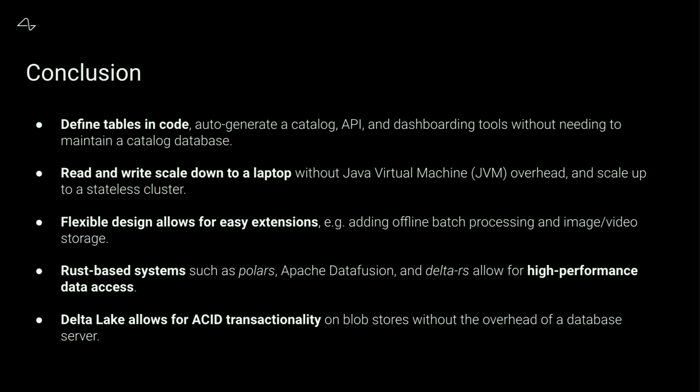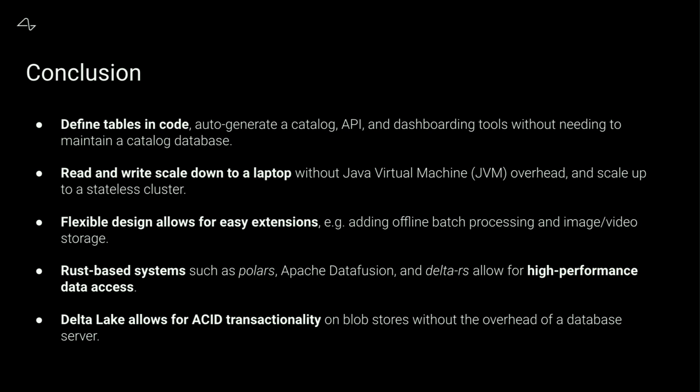Very easy. And the Rust-based systems that I talked about, so Polars, Apache DataFusion, Delta RS, really allow for high performance data access. Writing code in Rust means that you can write code with high concurrency without worrying about race conditions because of the inherent safety of the language. And it means that we can build systems that are composable libraries that can just be imported into a developer machine and then run in production and scale up and down without needing to worry about the overhead of larger systems.